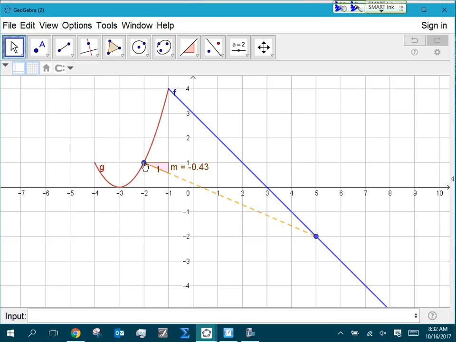And that's because we had a drop of 3, so there's our change in y, but our change in x is now 7. Well, 3 divided by 7 is 0.43, and it's decreasing. So it's negative 3 divided by 7, and that gives me that slope there.